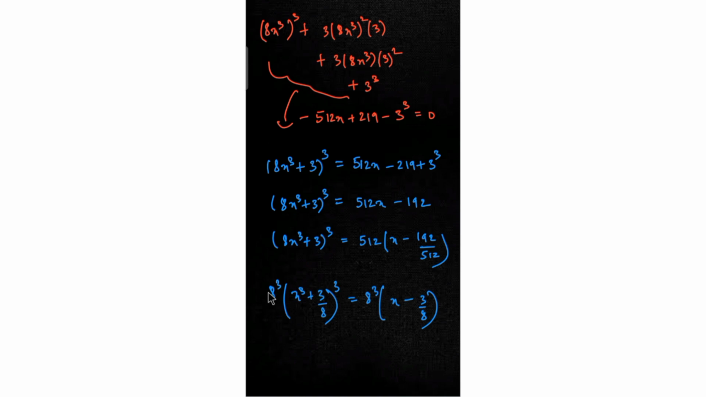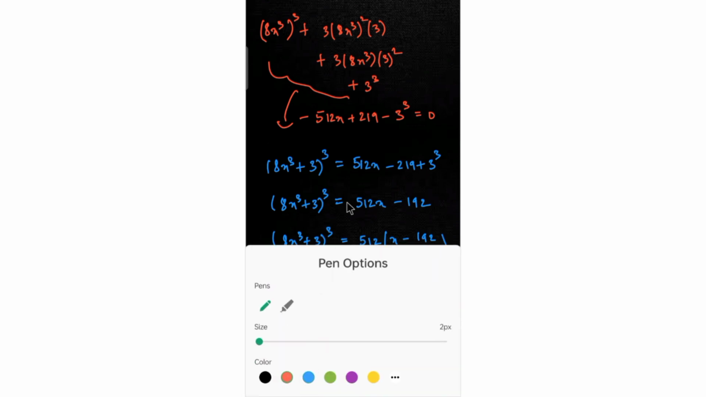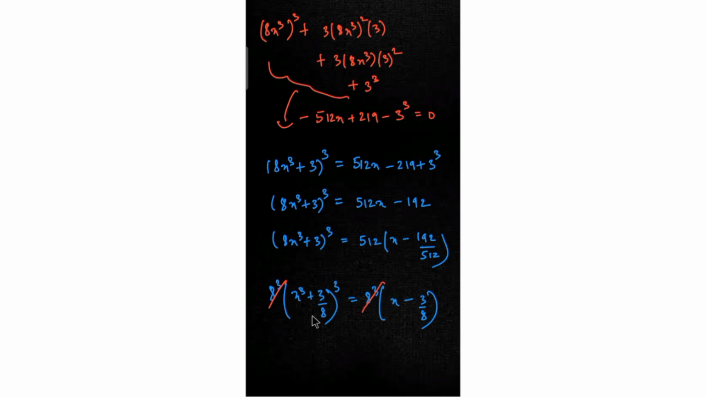So I'll be applying cube root on both sides. First of all, I'll cancel this 8 cube and 8 cube, and I'll apply cube root on both sides. So what do I get? I get x cube plus 3 by 8 is equal to (x minus 3 by 8) whole power 1 by 3. So we have finally ended up with an equation, that is x cube plus 3 by 8 is equal to (x minus 3 by 8) whole power 1 by 3.